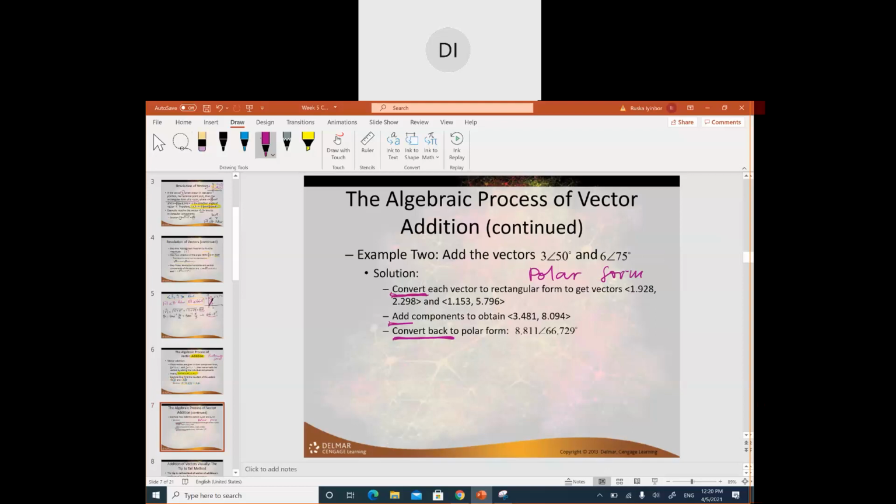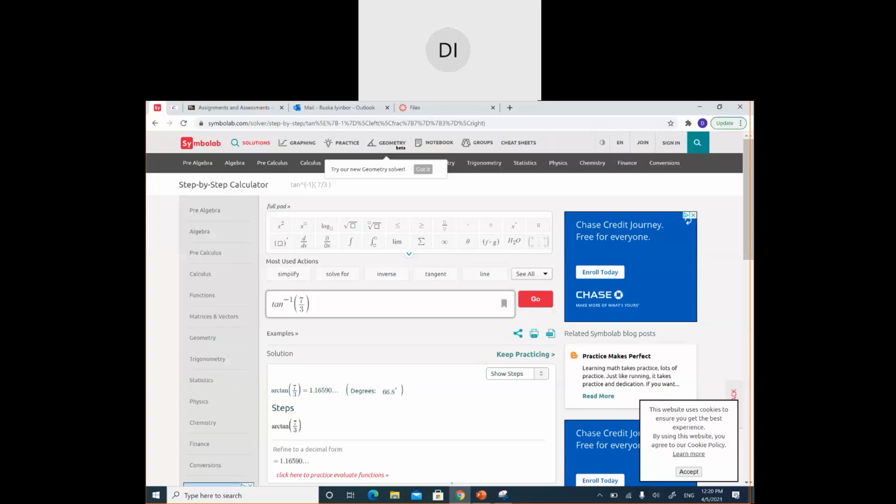Okay? So how do you do that? You're using the formulas again. And I have a formula sheet for you. I'm going to add it to the Blackboard.